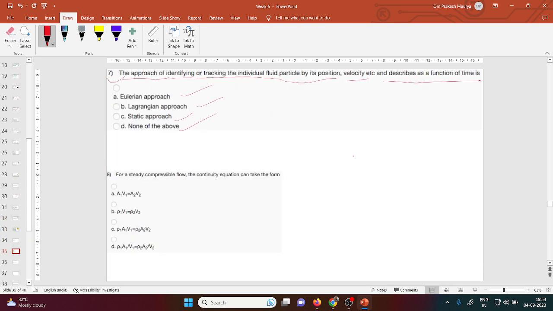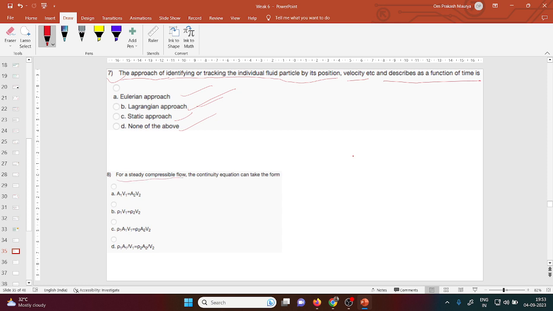So here is the fluid kinematics, and question number 7 is given: the approach of identifying or tracking the individual fluid particle. Tracking the individual fluid particle is the concept for what? The Lagrangian approach. Individual fluid particle is the Lagrangian approach.